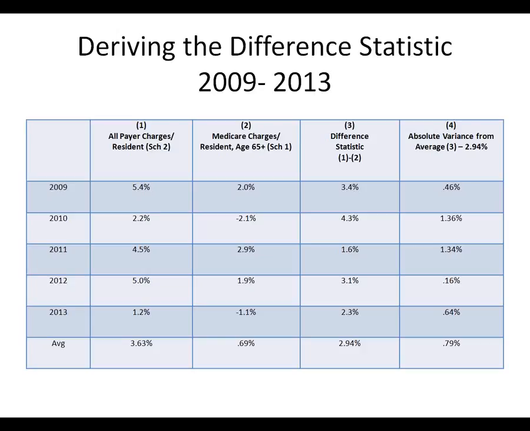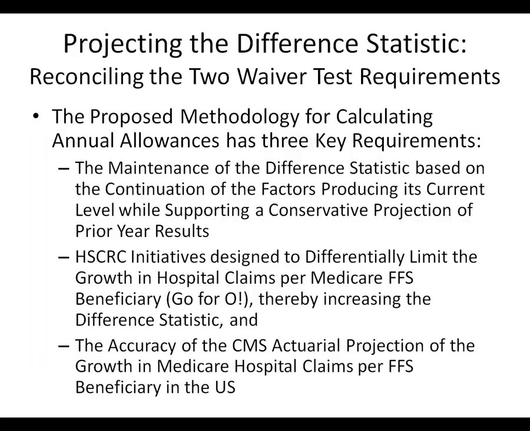Okay, I'm sorry, if we go on to 10, please. Now, in order for the difference statistic to reconcile the two waiver test requirements, which is the purpose of the difference statistic, we need to have several key requirements met. The first is the maintenance of the difference statistic based on the continuation of the factors that are producing its current level, because it's that maintenance that is necessary in order to make the projection.